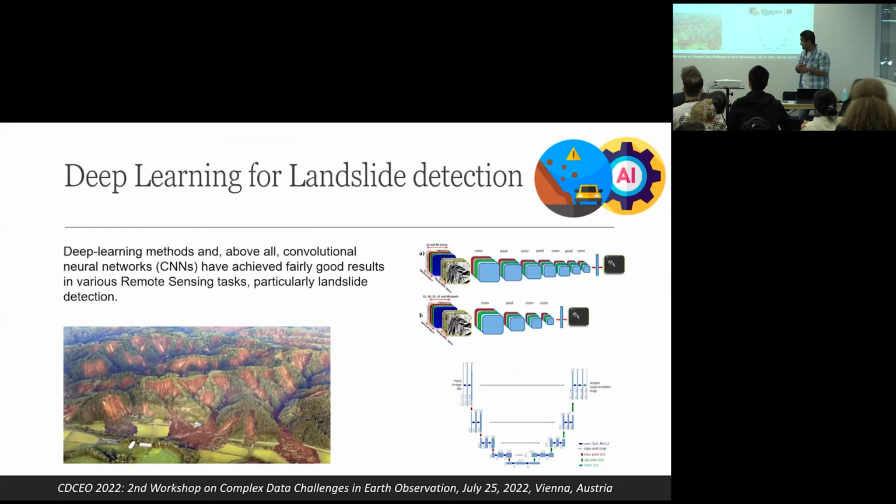Since 2019, that's when I designed the first very simple convolutional neural network for landslide detection. So far, a lot of models have been designed for this task, and some of them are really common, like UNet, which we also used as the baseline for the competition. So I just want to say that they look really successful in this task.